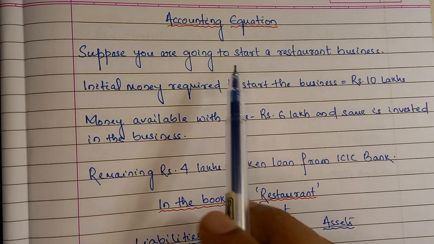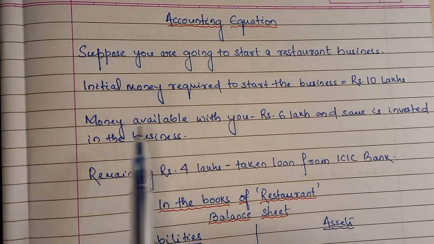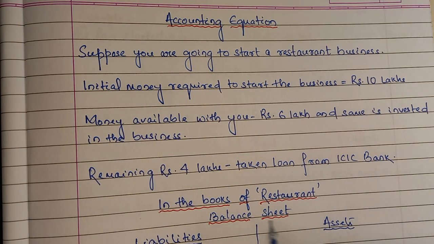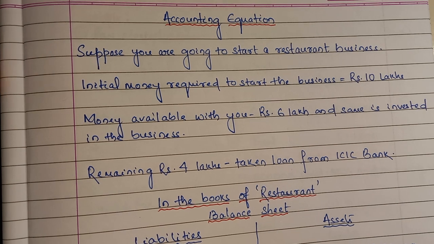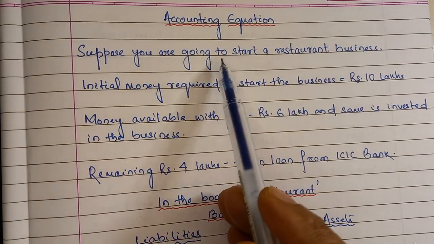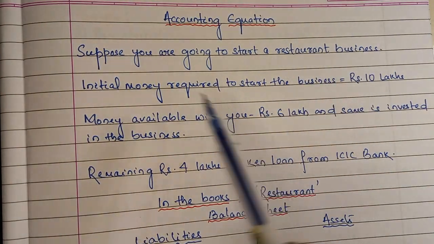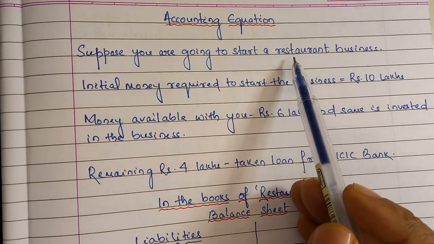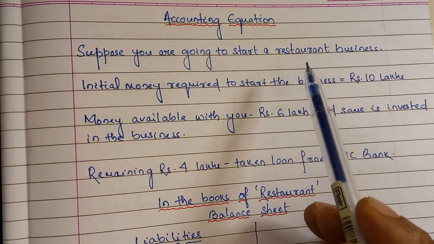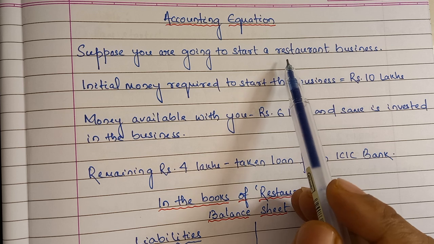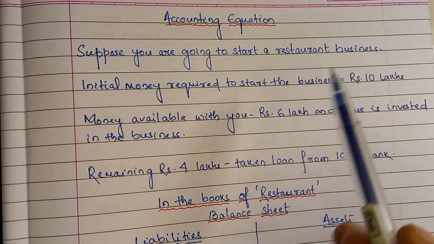So before starting the accounting equation, I would like to take you through an example so that you can connect how the equation is derived. What is the logic behind the equation? Suppose you are going to start a restaurant business. That is the plan you have.